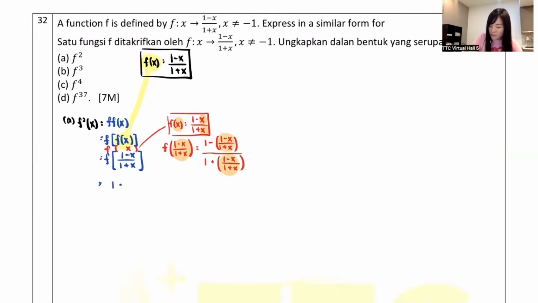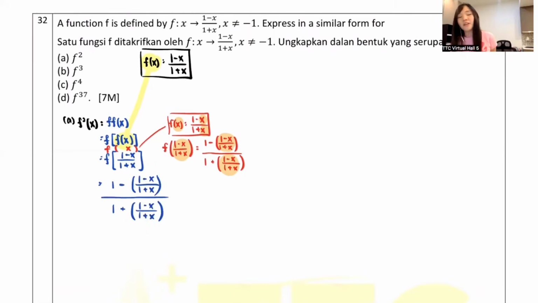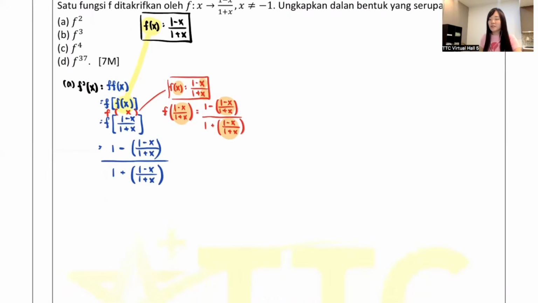So it is 1 minus, put bracket, (1 minus x) over (1 plus x), over 1 plus (1 minus x) over (1 plus x). So far so good until this stage? Even though there are a lot of layers, the concept is totally the same. Just the x changing to (1 minus x) over (1 plus x). So every single x becomes (1 minus x) over (1 plus x).